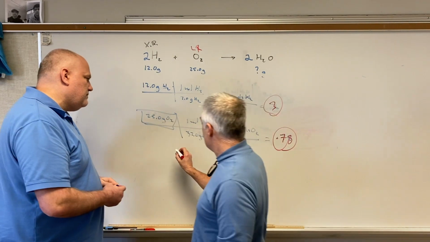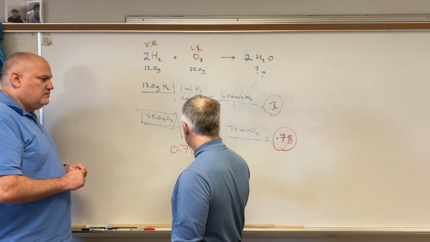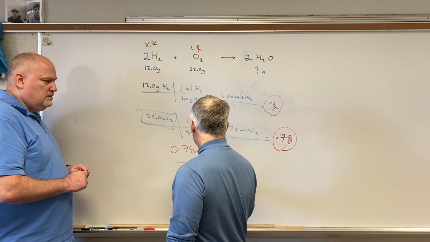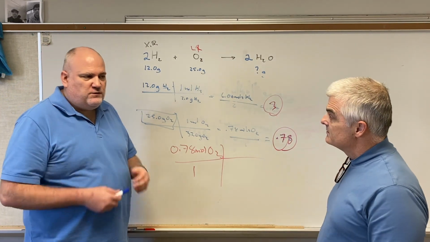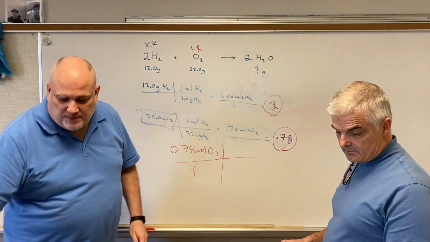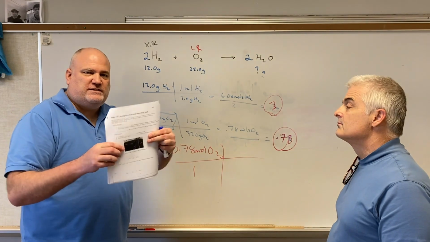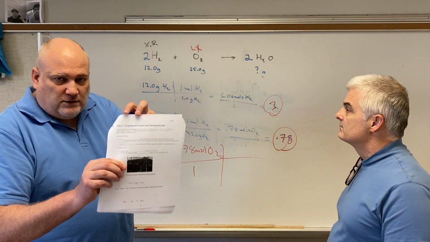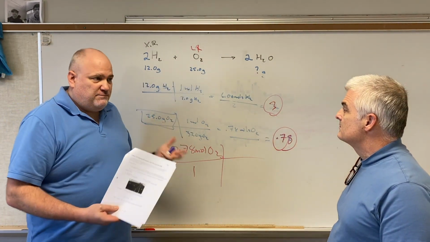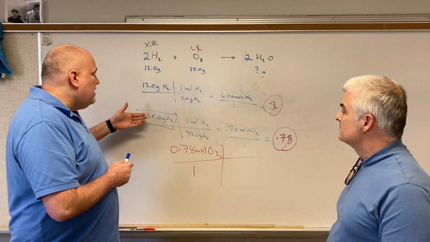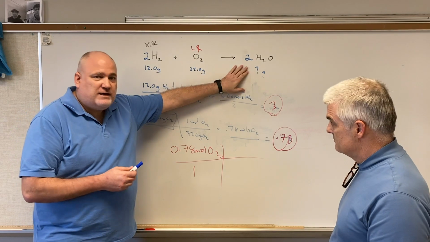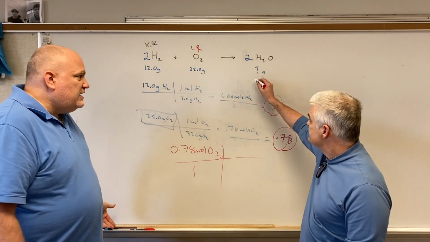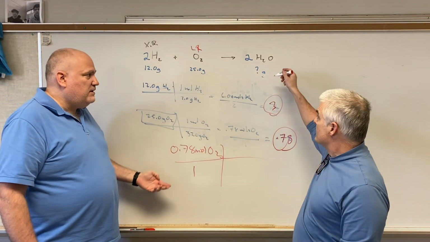So in fact, you would say 0.78 moles of oxygen over 1. And here's the other thing, we kind of skipped over this at the very beginning. If you look at the beginning portion of this, see where it says theoretical yield? Theoretical yield is just a fancy way of saying amount of product. Anytime we take our limiting reactant and solve for our amount of product, that's called theoretical yield.